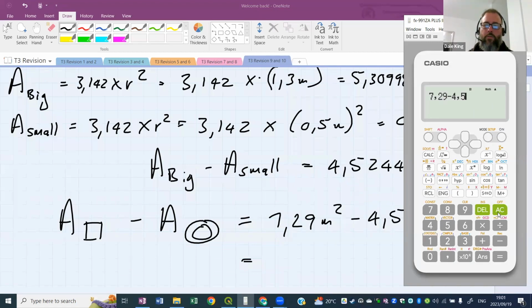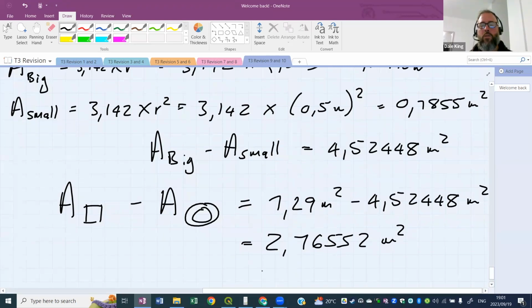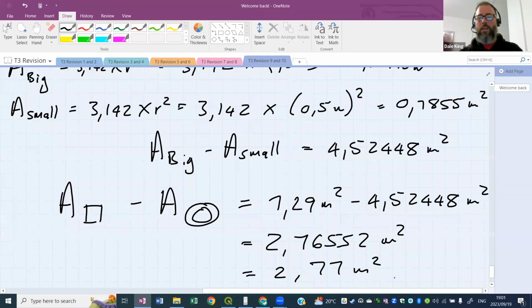So 7.29 minus 4.52448. All right, 2.76552. So it's close. 2.76552 meters squared, which we can round off to 2.77 meters squared. All right, so they said when you cut away this pink donut shape out of this square wood, you'll be left with 2.01, and we're saying no, you're actually going to be left with 2.77. So it's not valid. It's not true.